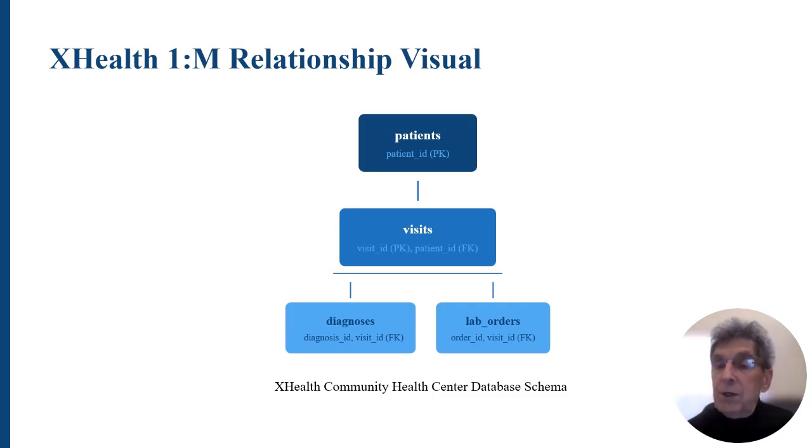Let's visualize this with our X-Health database. On screen, you can see an entity relationship diagram using crow's feet notation. Patients connect to visits with a one-to-many relationship. The crow's foot is on the visit side. The visits table has patient ID as the foreign key. Visits connects to diagnosis with a one-to-many relationship. The crow's foot is on the diagnosis side. The diagnosis table has visit ID as a foreign key, and visits connects to the lab orders with a one-to-many relationship. The crow's foot is on the lab orders side. The lab orders table has visit ID as a foreign key.